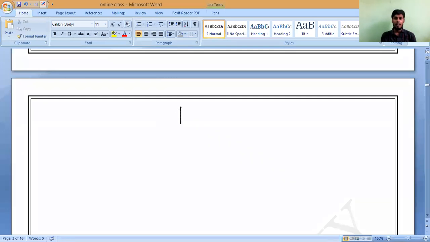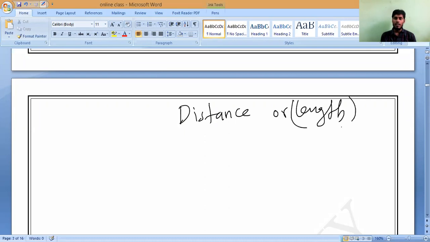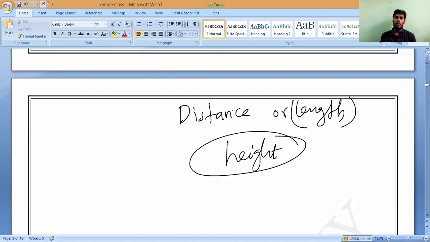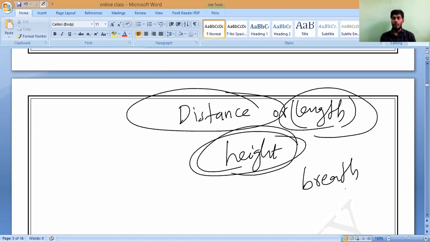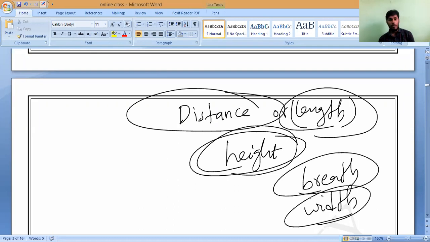Now, let us discuss length, because we are measuring distances. Distance is also known as length. Distance, length, or height, everywhere this is the common thing. All of you please remember, if I say distance, length, height, breadth, or width, everything is understood as the same. Please all of you remember.